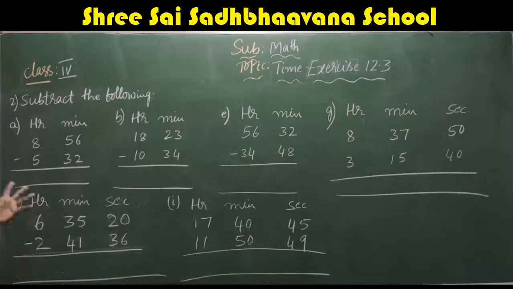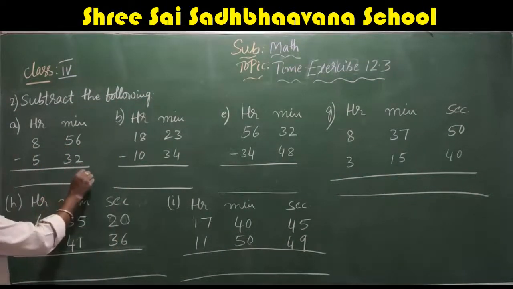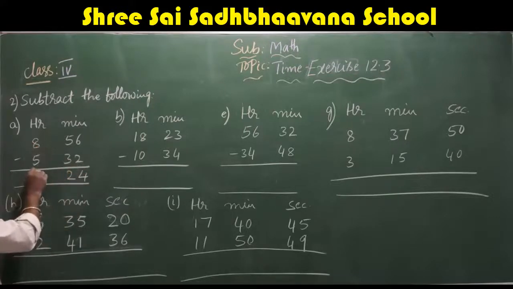56 minus 32, it is easy. 6 minus 2, 4. 5 minus 3, 2. 8 minus 5, 3. That is 3 hours 24 minutes.